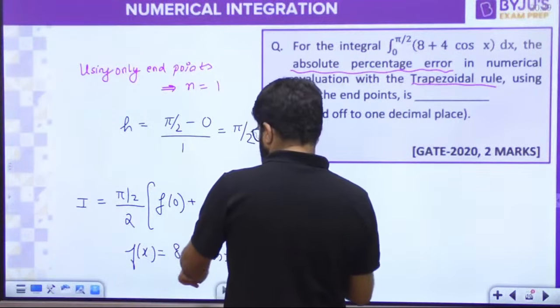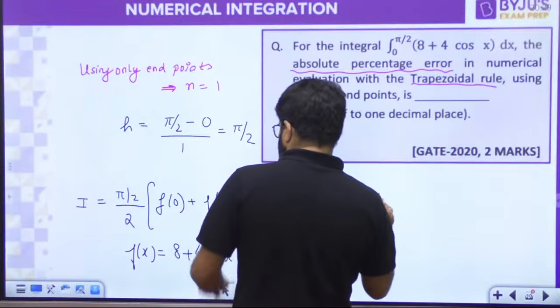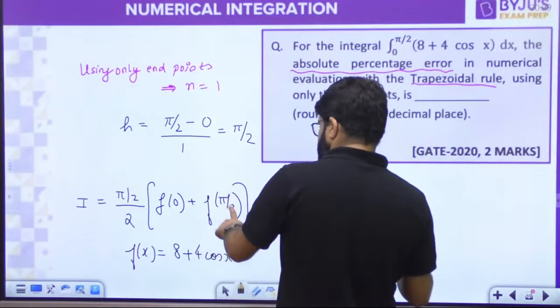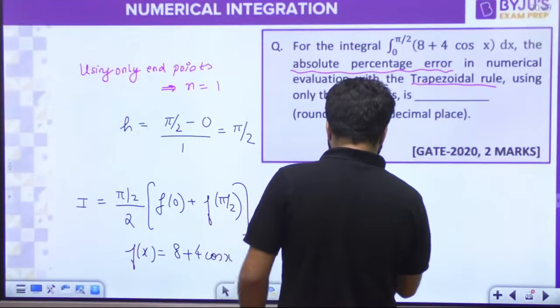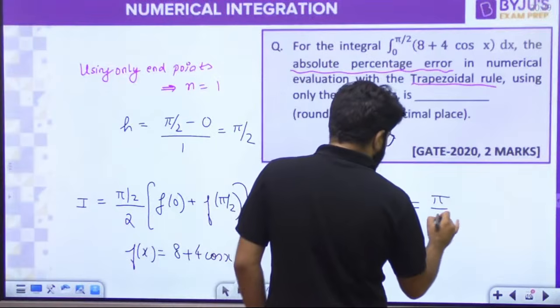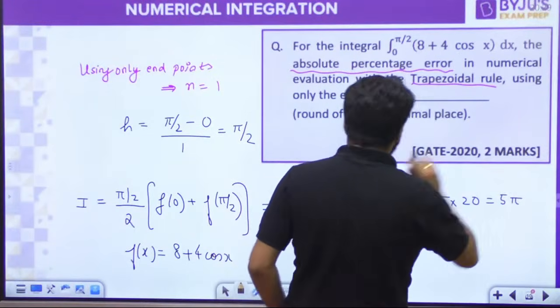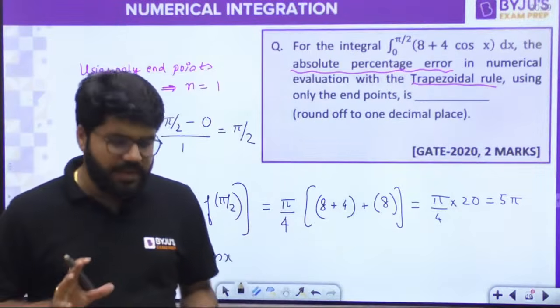What is the value of f0? f0 हो गया 8 plus 4 cos 0, and the value of cos 0 is 1. And what is the value of f pi by 2? तो cos pi by 2 is 0. Only 8 बचेगा. 8 plus 12, that is 20. So pi by 4 is multiplied by 20. So the answer is 5 pi. Calculations बाद में करते हैं. So that is the answer by trapezoidal rule.